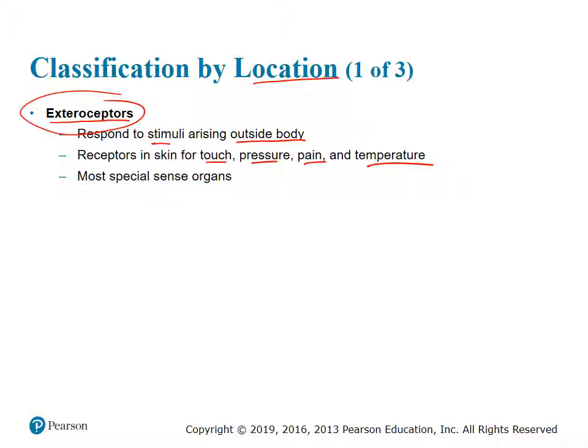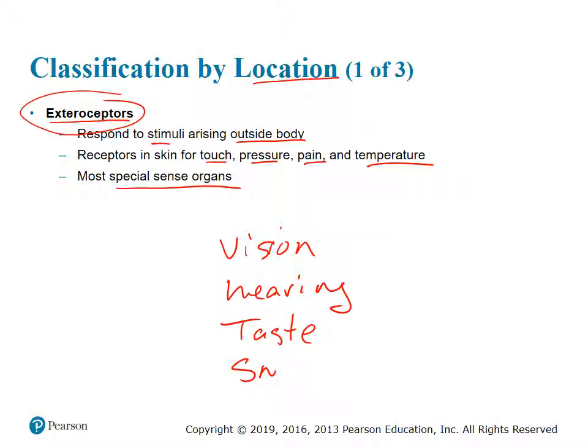Most of your special senses are going to be external receptors. And what do we mean by that? Vision, hearing, taste, smell. Those are your special senses, which have external receptors responding to the outside of the body.